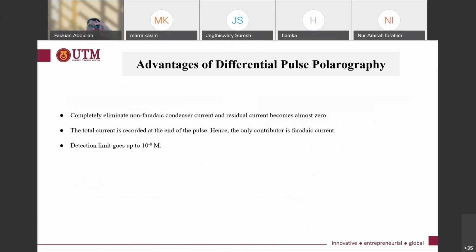Then the advantage of differential pulse polarography. It completely eliminates the Faradaic condenser current and the residual current becomes almost zero. The total current is recorded at the end of the pulse. Thus, the only contributor is the Faradaic current. And the detection limit goes down to 10 to the power of negative 8 molar.